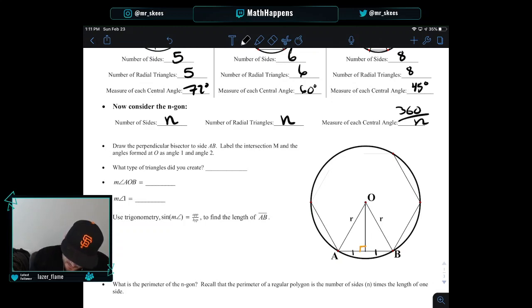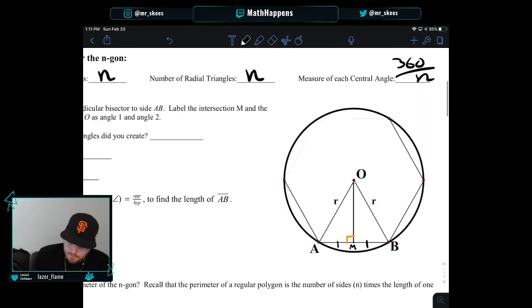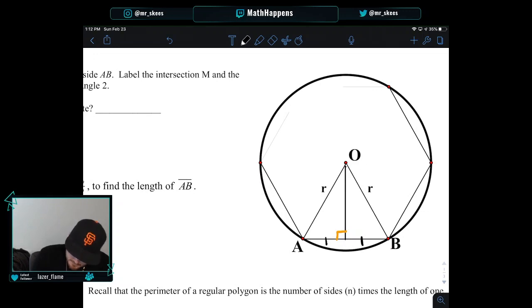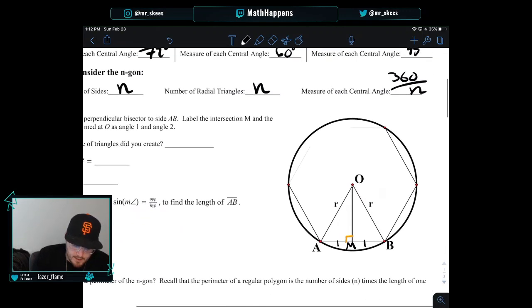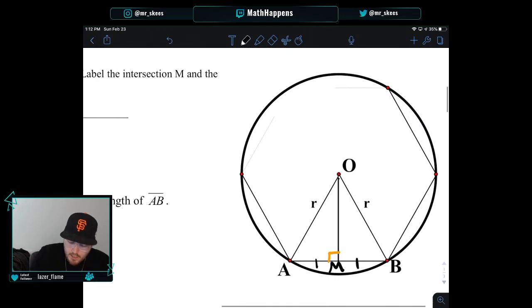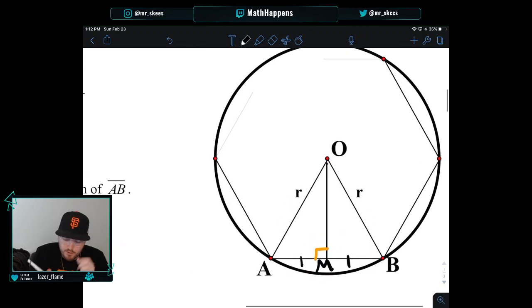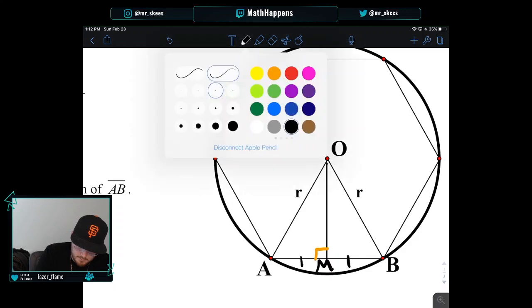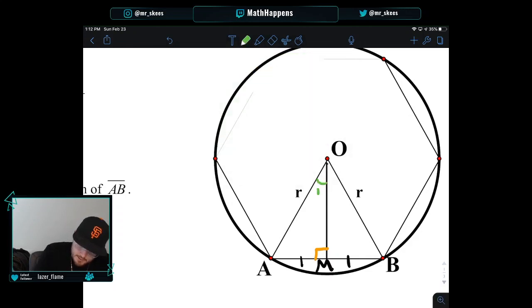Label the intersection M. Okay, so that's M. And the angles formed at O as angle 1 and 2. Because we drew in a bisector, we created two small angles. Let's call them angle 1 and angle 2. Let me draw them side by side.